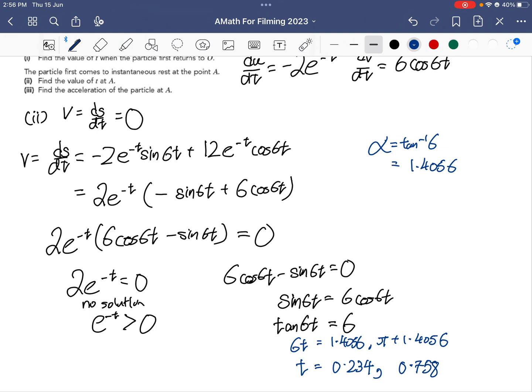So we find the first time it comes to instantaneous rest. If it first comes to instantaneous rest here, then it comes to instantaneous rest here again. So therefore, to answer this part 2, at A, the value of t is equal to 0.234.